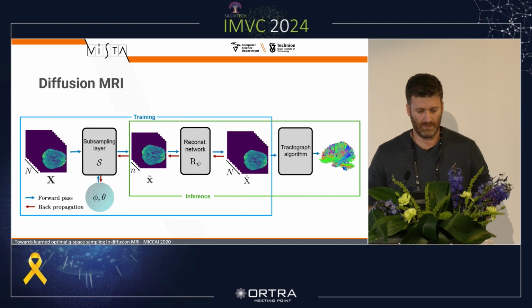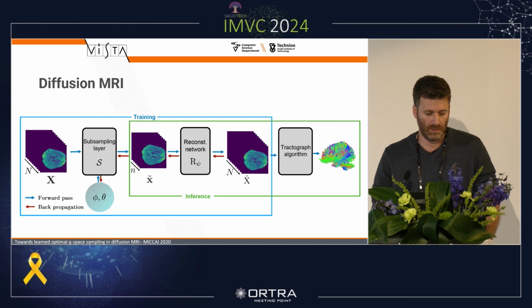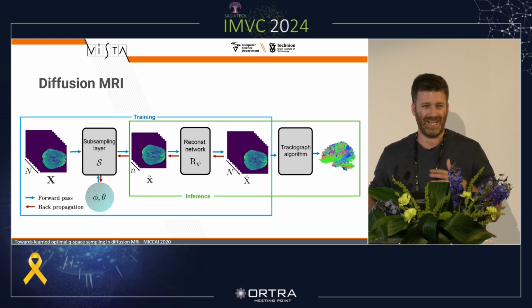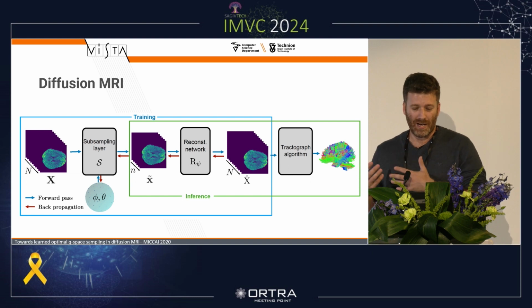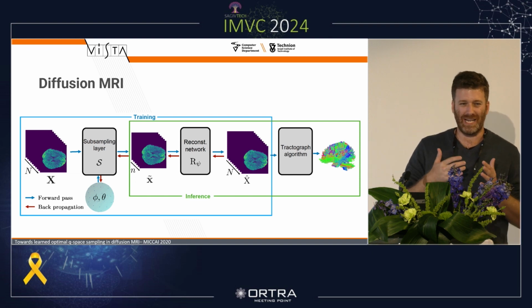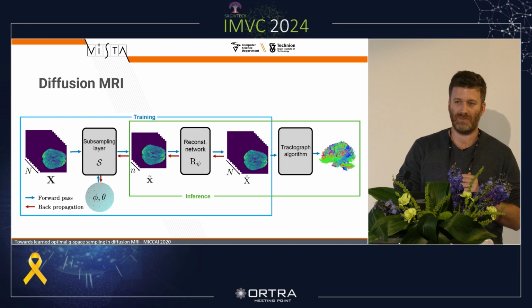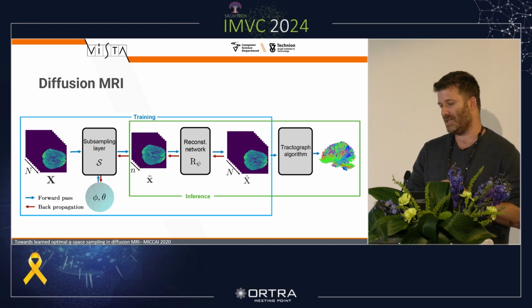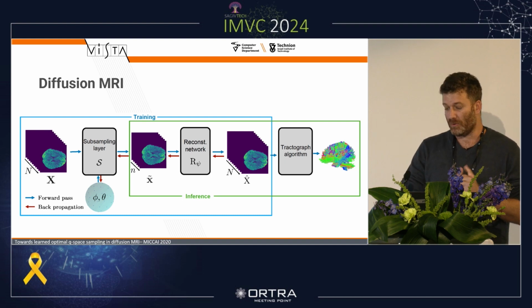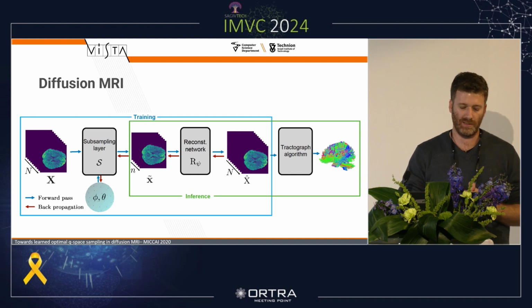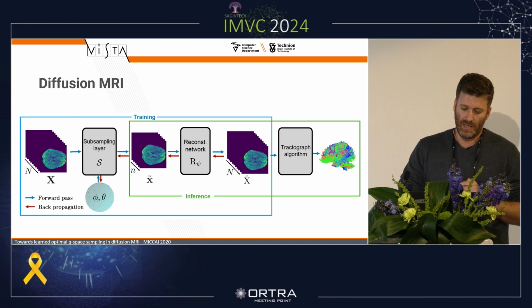Similarly, we did a few follow-up works, one of them in diffusion MRI. Very similar, the general idea is the same. Diffusion MRI is a different MRI modality which is sensitive to the diffusion of water molecules inside our body. One of the interesting use cases is tractography, where you're trying to create a map of the brain's fibers.